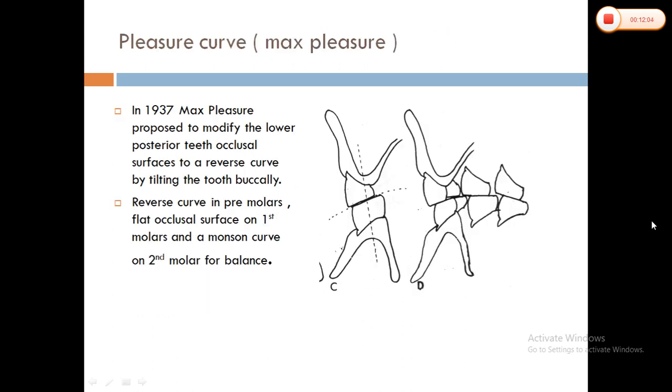Pleasure's curve. This is asked many times in your university exams too. In 1937, Max Pleasure proposed to modify the lower posterior teeth occlusal surfaces to a reverse curve by tilting the tooth buccally. So he has given a reverse curve in premolars, a flat occlusal surface on first molars, and a Monson curve in the second molar for balance.